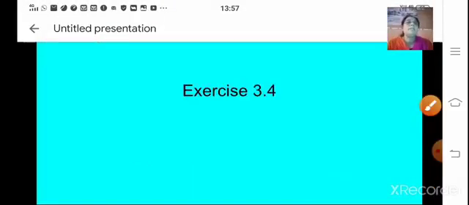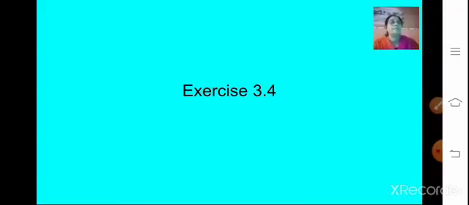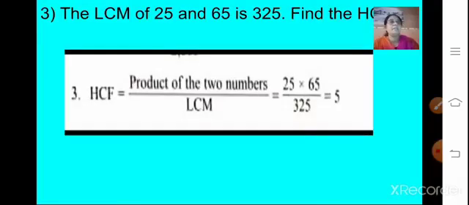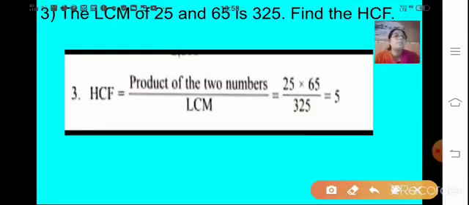Coming to the next sum, exercise 3.4, which you have to solve in your notebook, students. Coming to the third sum, we'll be taking it. The LCM of 25 and 65 is 325. You have to find the HCF, that is highest common factor. Now what is the formula to find the highest common factor? That is HCF, that is product of two numbers divided by LCM.